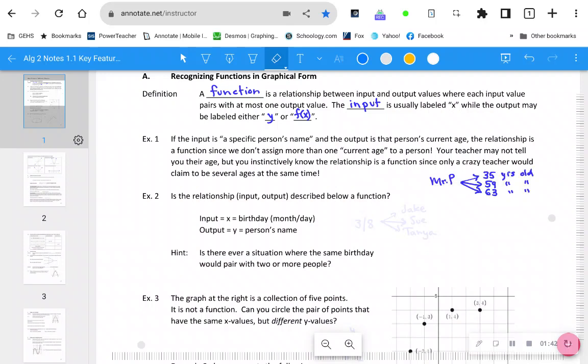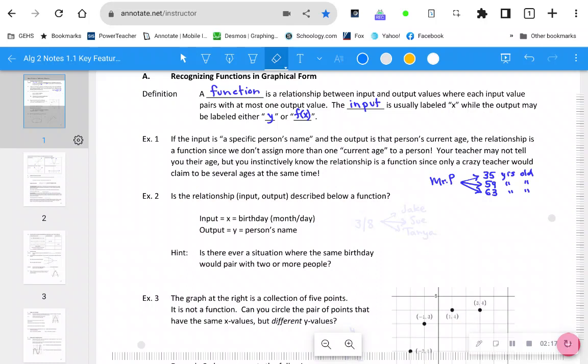If Mr. Peterson told you, yeah, that's me, I'm the input. I'm 35 years old, and I'm also 59 years old, and I'm 63 years old. Something triggers in you and says that can't be true because this is supposed to be a function. You're only supposed to be one age at a time. And as of the recording of this video, that middle value, 59, is the close one. Actually, it's the right one. I am 59.